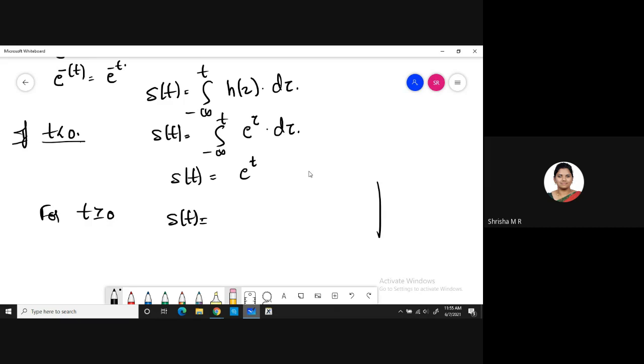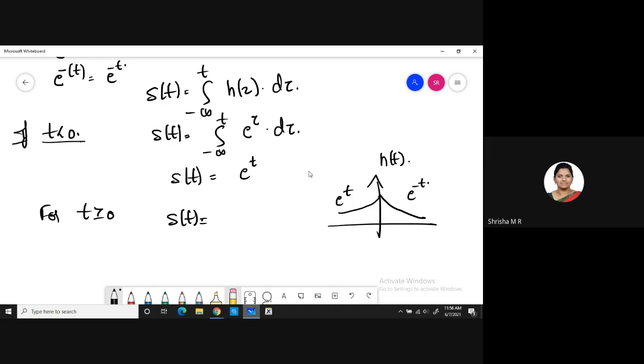So how will our h of t look? It will be a decreasing exponential. For t greater than 0, it will be e power minus t. For negative values of t, it will be an increasing exponential, right? It will be e power t. So for t greater than or equal to 0, we are taking... Okay, we don't know what t is here.